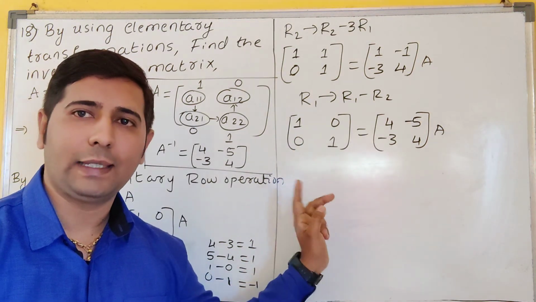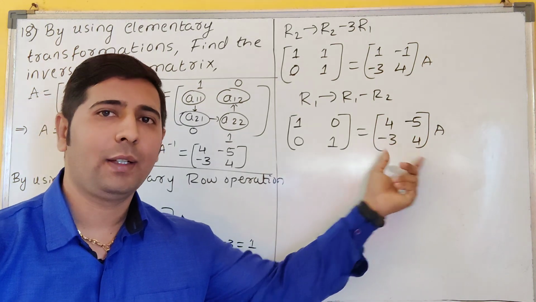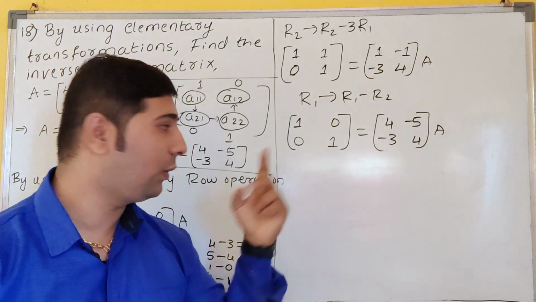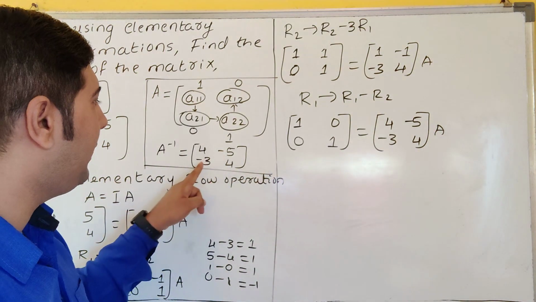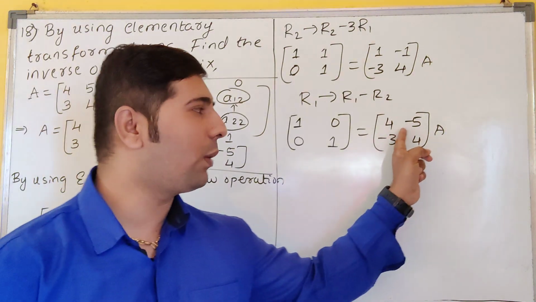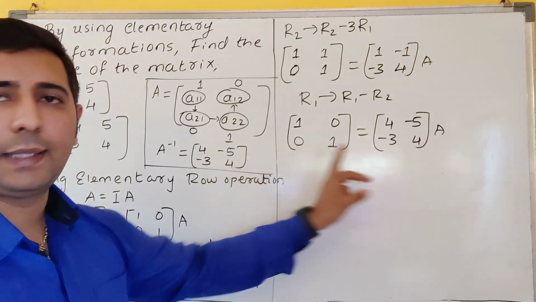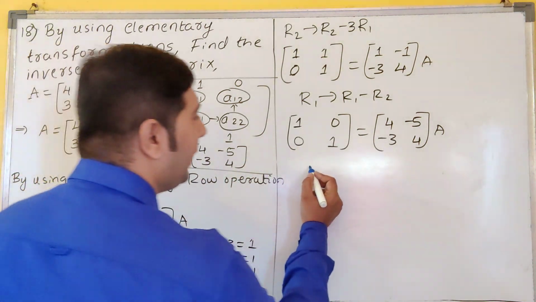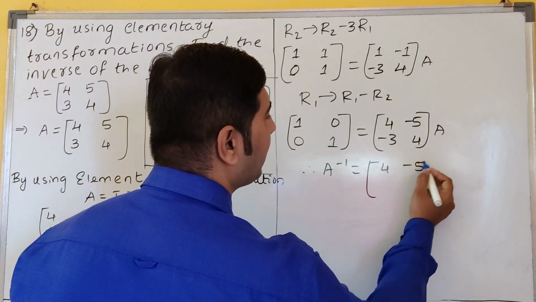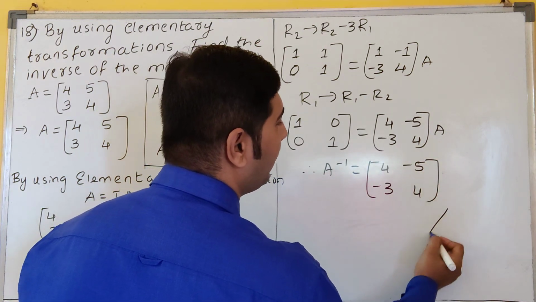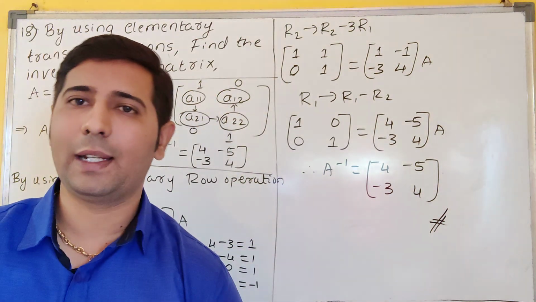1, 0, 0, 1, got or not? Yes, sir. 1 0 1 0 1 means this is our A inverse or not? We can compare with our answer. Direct method I have told you. So what is this answer? 4, minus 5, minus 3, 4 or not? 4, minus 5. How much? Minus 3, 4 or not? See, same answer or got? So then you can say therefore A inverse is equal to how much? 4, minus 5, minus 3, 4. This is our required answer, dear students. I hope you are understanding.